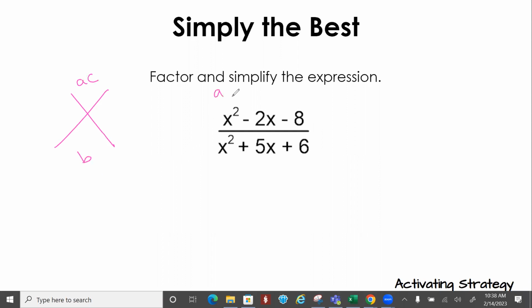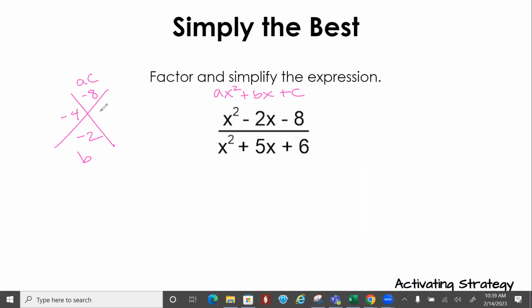So just a reminder, when we have a quadratic, this is what it is in standard form. What's my A here? 1. Okay, and then times C. Negative, yeah, -8. And then B is -2. Okay, so AC, we need two things that multiply together to get me -8, and add together to get you -2.